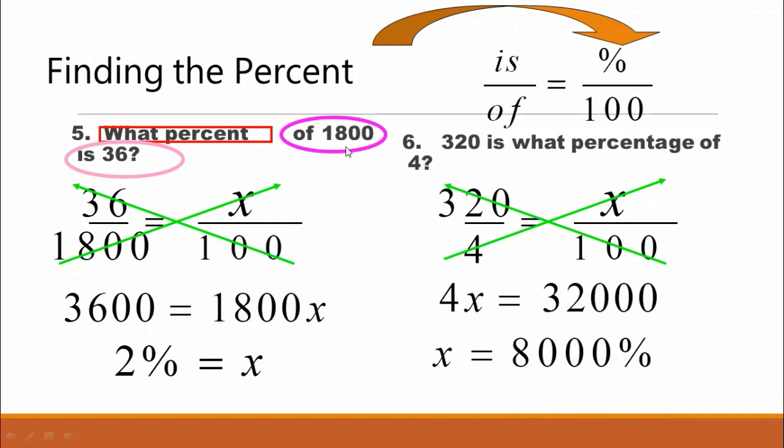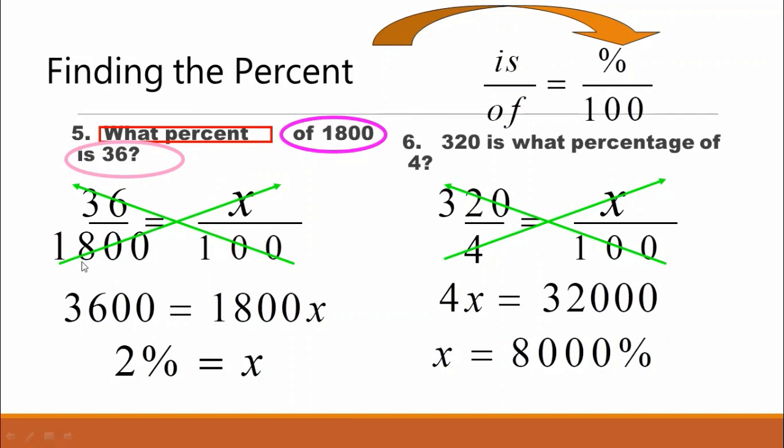What percent of 1800 is 36? "Of" means whole, "is" means part. So in this formula, "is" is 36, whole is 1800, and percent is unknown. So x represents the unknown percent. Now using this formula, 36 divided by 1800 is equal to x divided by 100.